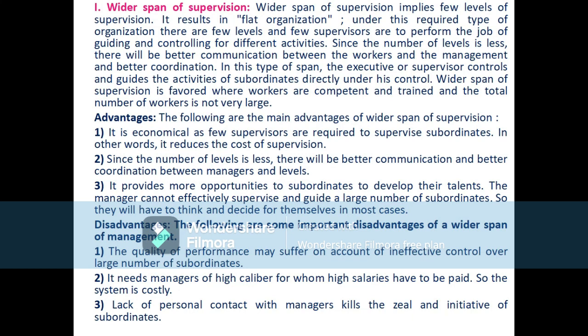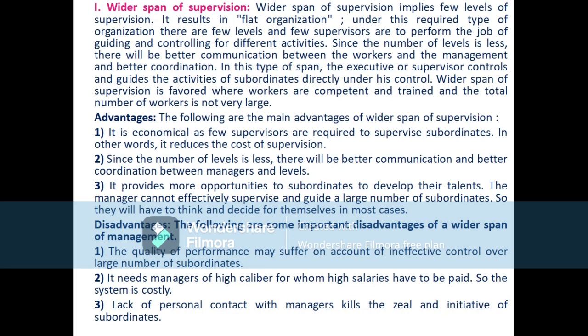So here the manager will be one person, but the subordinates will be a greater number, even though levels are less. But as I said before, it is a flat organization. Flat organization means it will be in a horizontal way, not a vertical way. Horizontal in the sense more people will be there in the horizontal line, and the levels on the vertical side will be less.